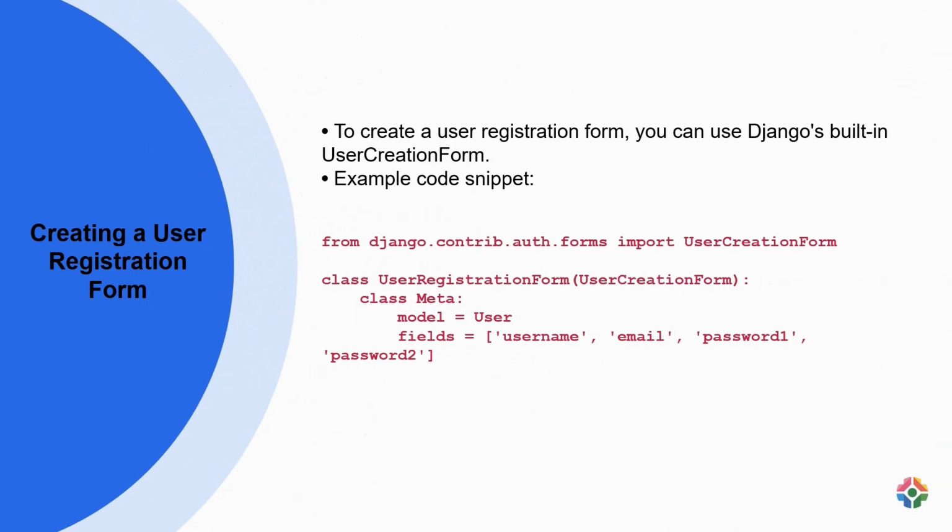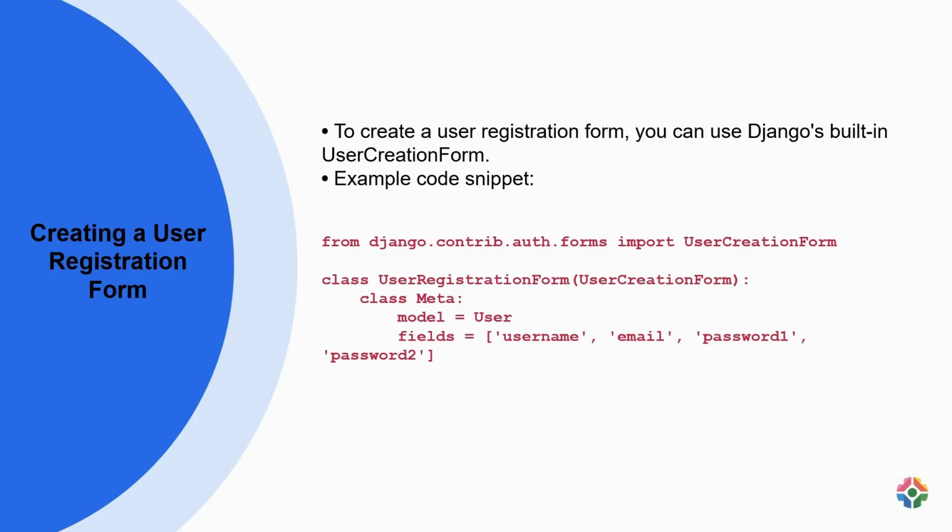The Django framework provides a predefined form called UserCreationForm to simplify the creation of user registration forms. By importing UserCreationForm from django.contrib.auth.forms and extending it in a custom form class, such as UserRegistrationForm, you can quickly set up a form for user registration. In the meta class within the custom form, specify the model, e.g. user, and the fields you want to include in the form, e.g.